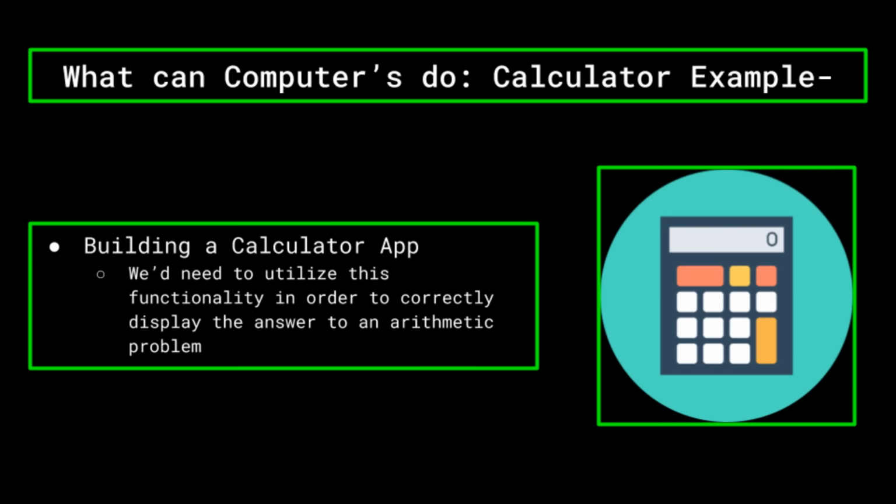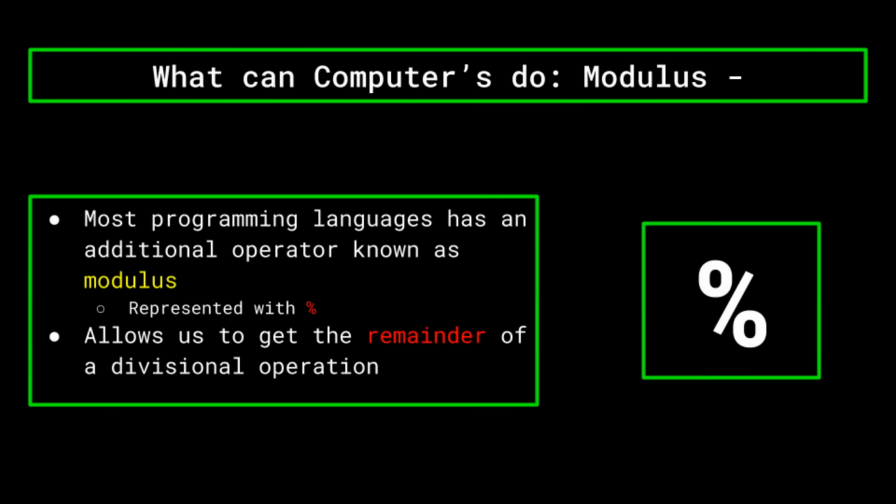Now, in addition to the 4 basic math equations, most programming languages include an additional operator known as modulus. If this is your first time hearing this word, don't worry, since it's not usually taught in math classes. Modulus allows us to get the remainder of a divisional operation.